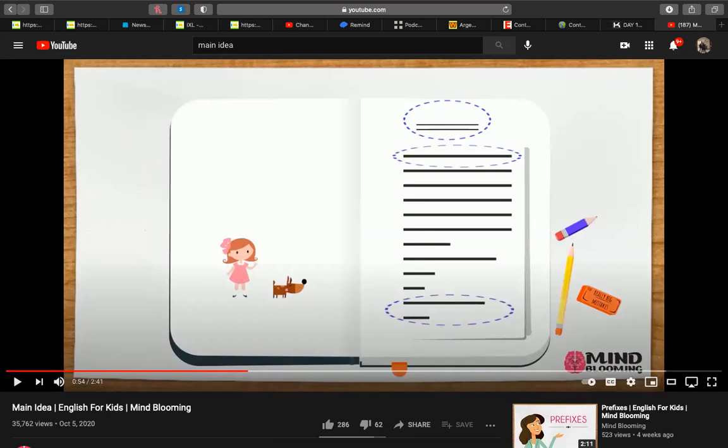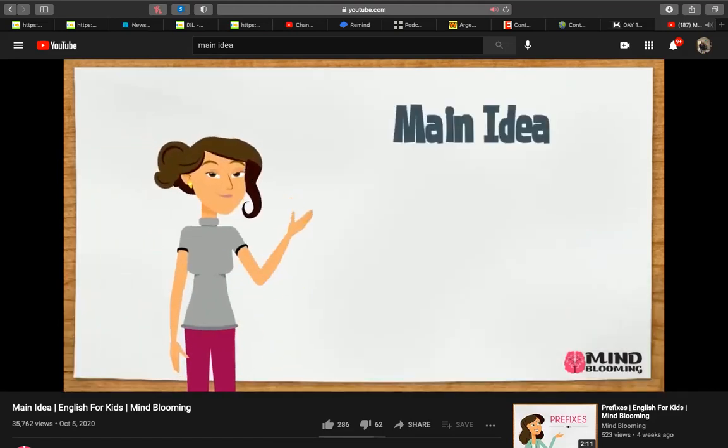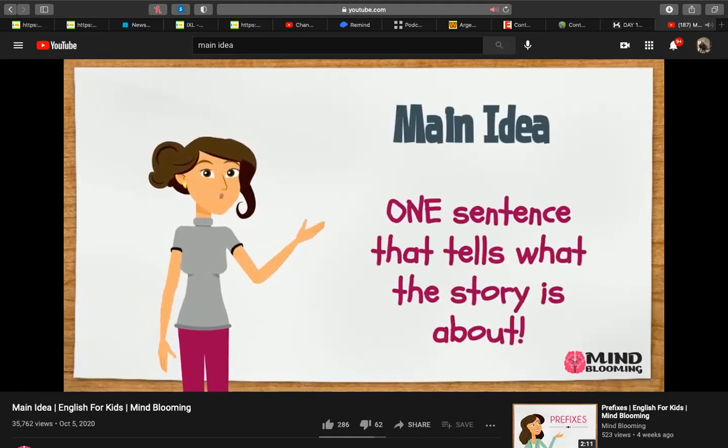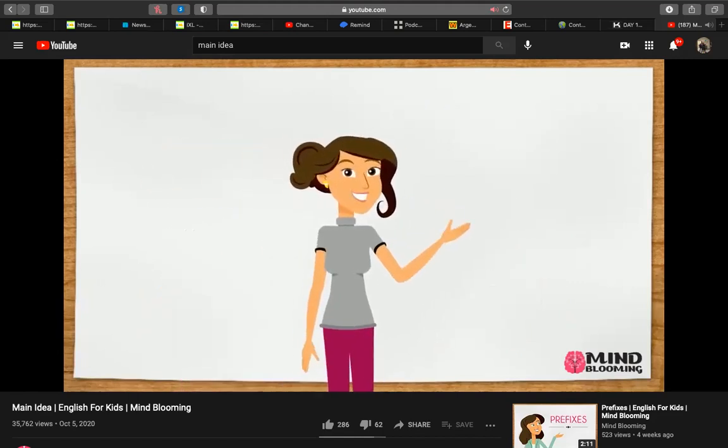That title, the first and last sentence, that's where, if you're a good writer, the bulk of your information is. And if you're a good reader, you would be able to identify that as well. I look at the pictures or illustrations in the story. Keep in mind that the main idea is only one sentence that tells what the story is about. Let's read a story together and try to figure out the main idea of that story.